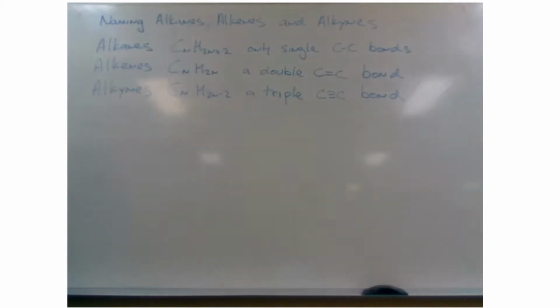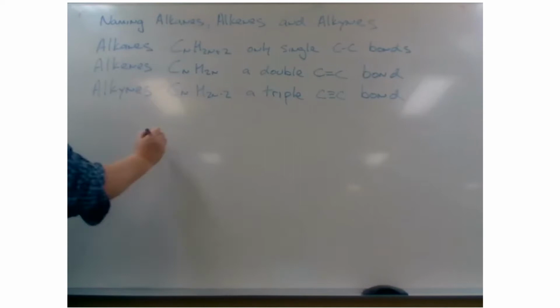So today we're going to look at naming alkenes, alkanes and alkynes. These are our hydrocarbons, so they only contain carbon and hydrogen in the molecule. Now these are three homologous series, so each alkane, alkene and alkyne has the same general formula, and we'll go through and see what this means. But essentially alkanes are hydrocarbons that contain only single carbon-carbon bonds.